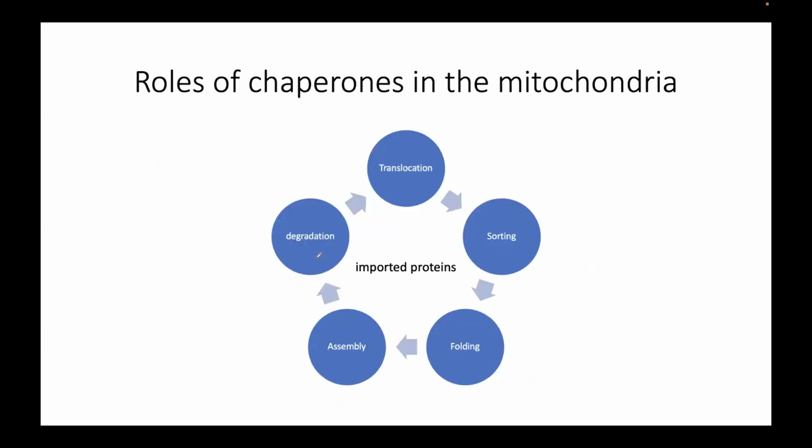HSP 70. So here, if you are to take an exam, what are the roles of a chaperone inside the mitochondria? So you have imported proteins. We call them imported because the mitochondria cannot synthesize its own protein. It begins with translocation, which is the passage of one protein from the inner to the outer mitochondrial membrane. Sorting occurs, then folding.